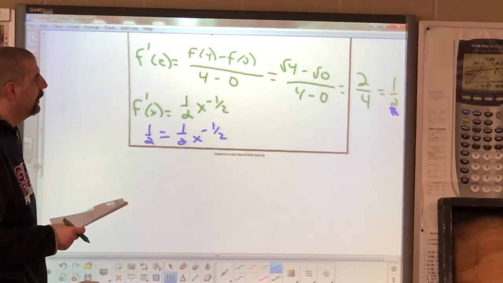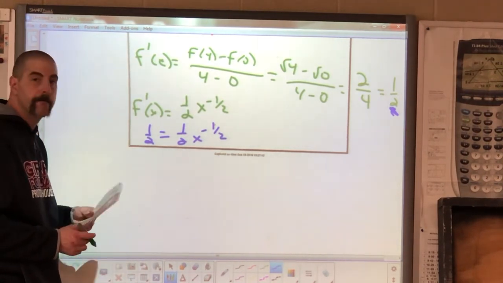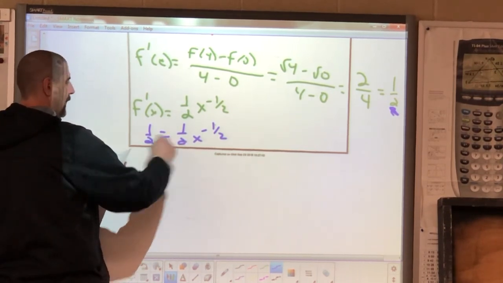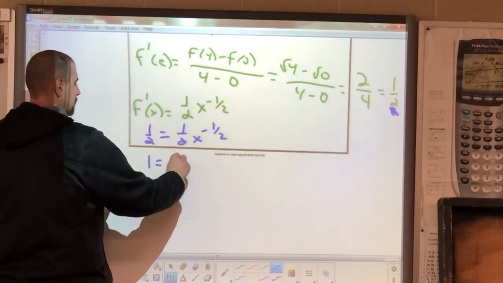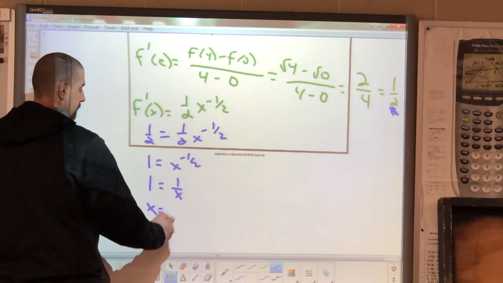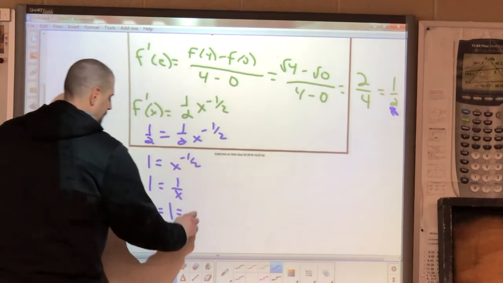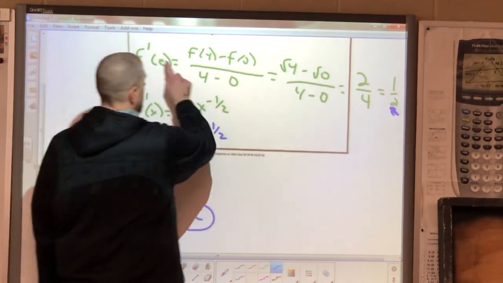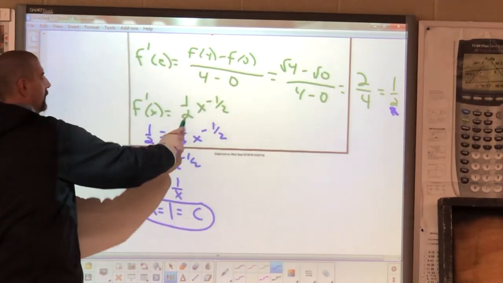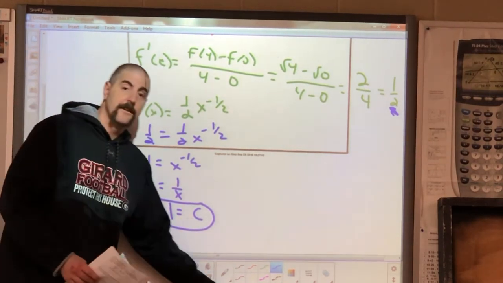Now go ahead and solve for x, see what you get. In doing so, you're going to have to multiply both sides by 2. So you're going to get 1 equals x to the negative 1/2. So 1 is 1 over the square root of x. Multiply both sides by the square root of x, and you're going to get x equals 1. And that is your c, which is what you're looking for. So take f prime of c, find your slope, 1/2. Take the derivative, set it equal to that slope, and there is your c. And that is the mean value theorem.